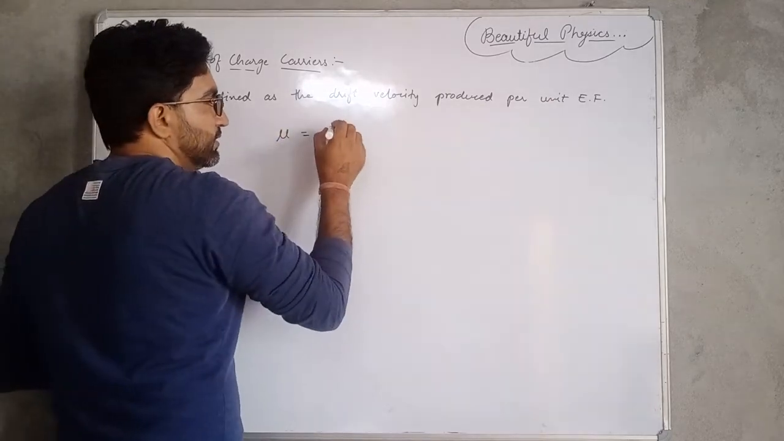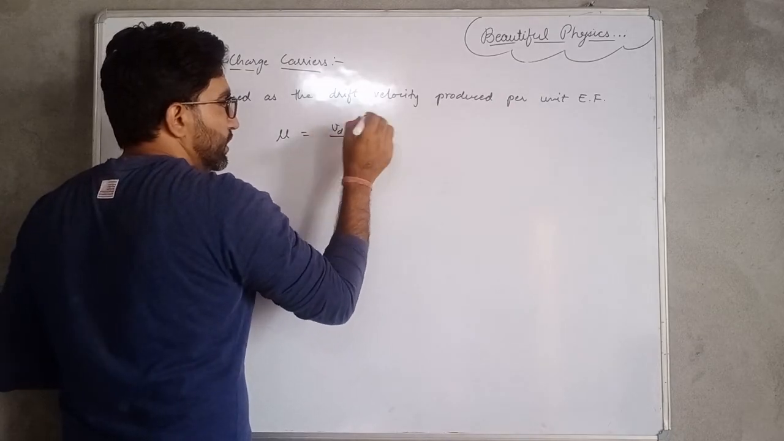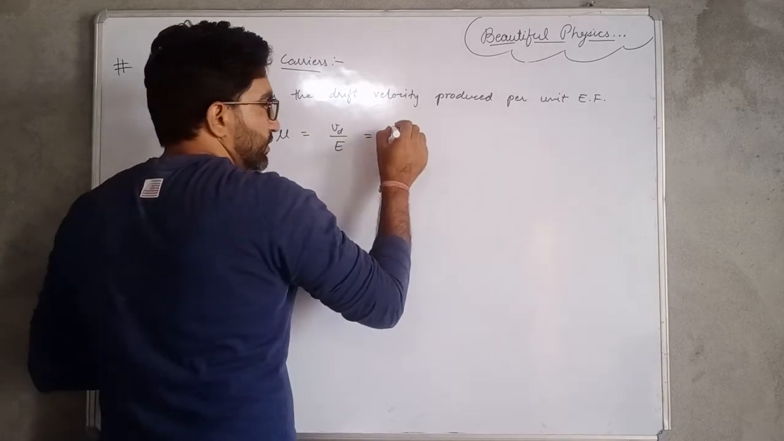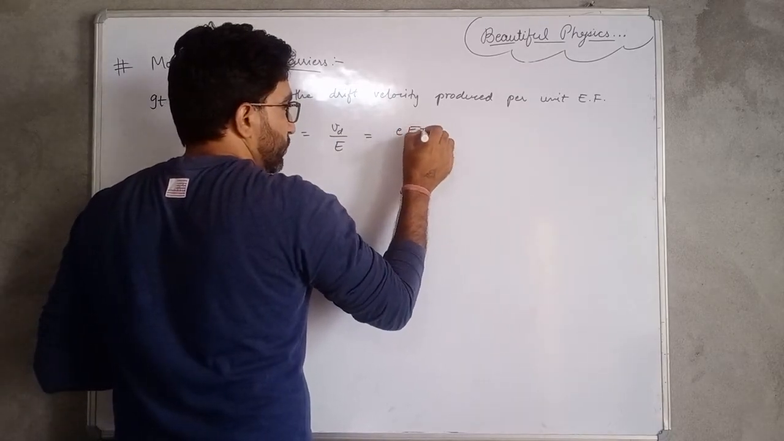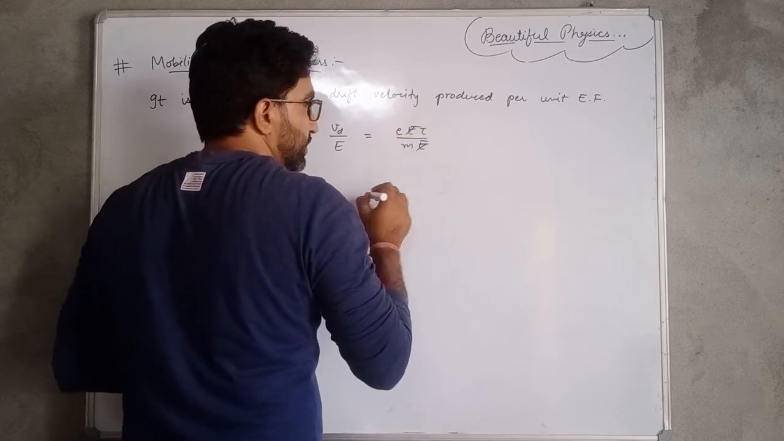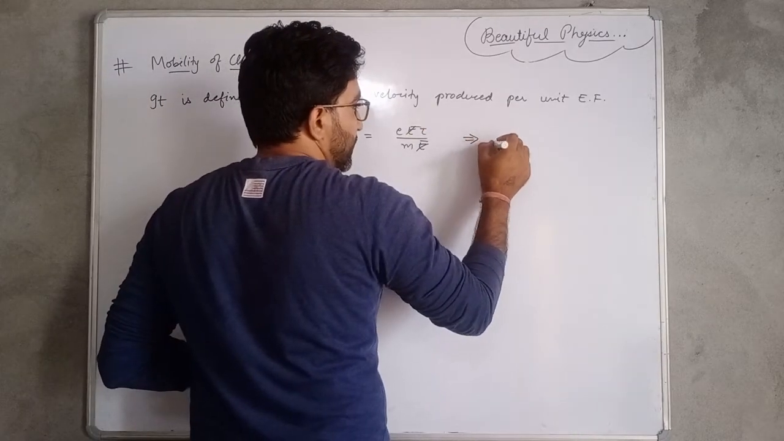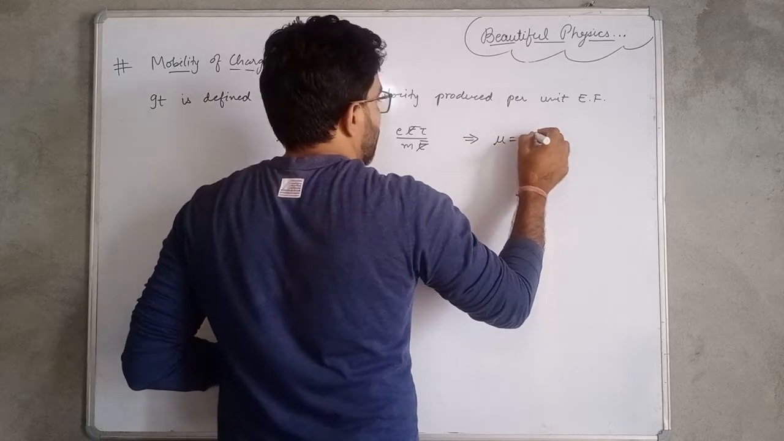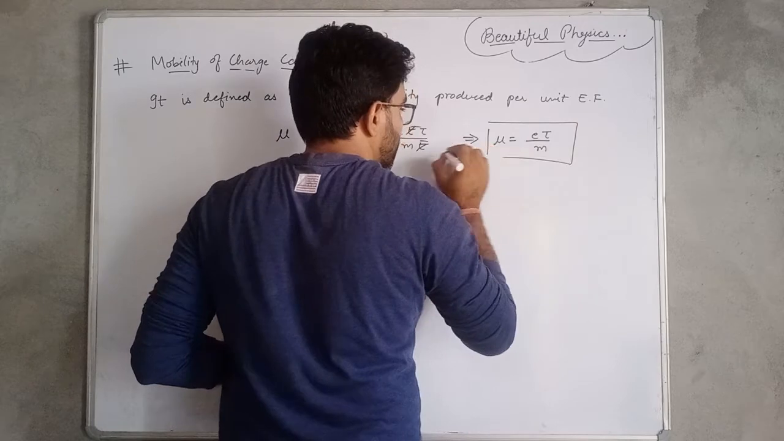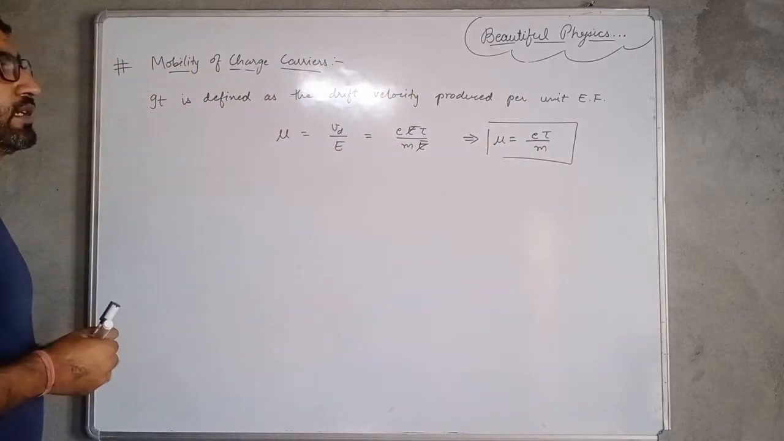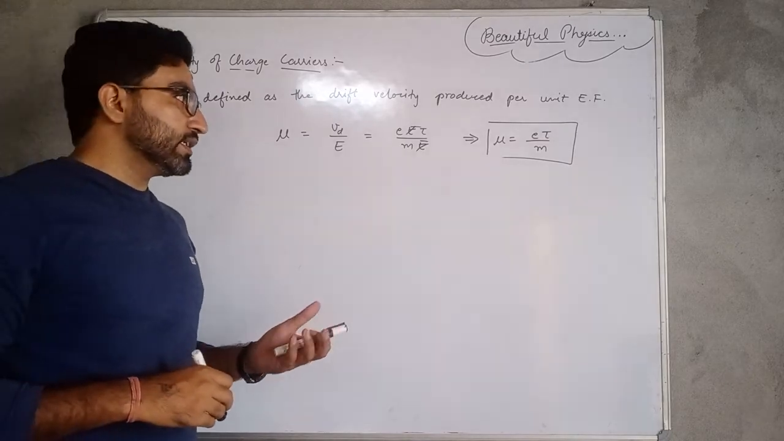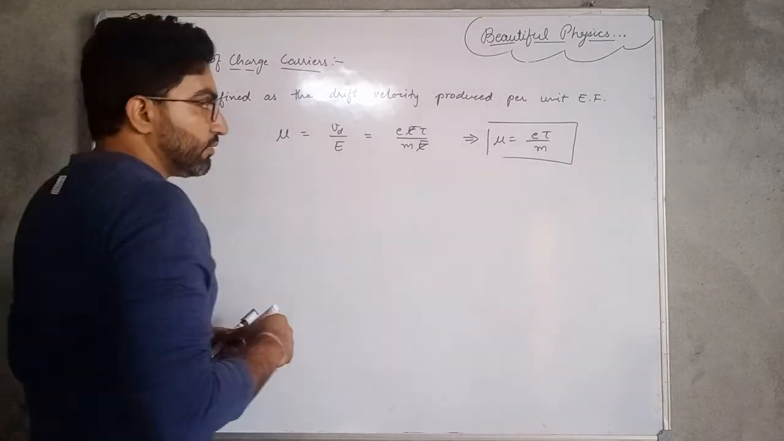mu, and it is equal to Vd upon electric field E, and we know that Vd is equal to eEτ/m, so our mobility will be μ = eτ/m. It is the mobility of the charge carriers present inside a conductor.